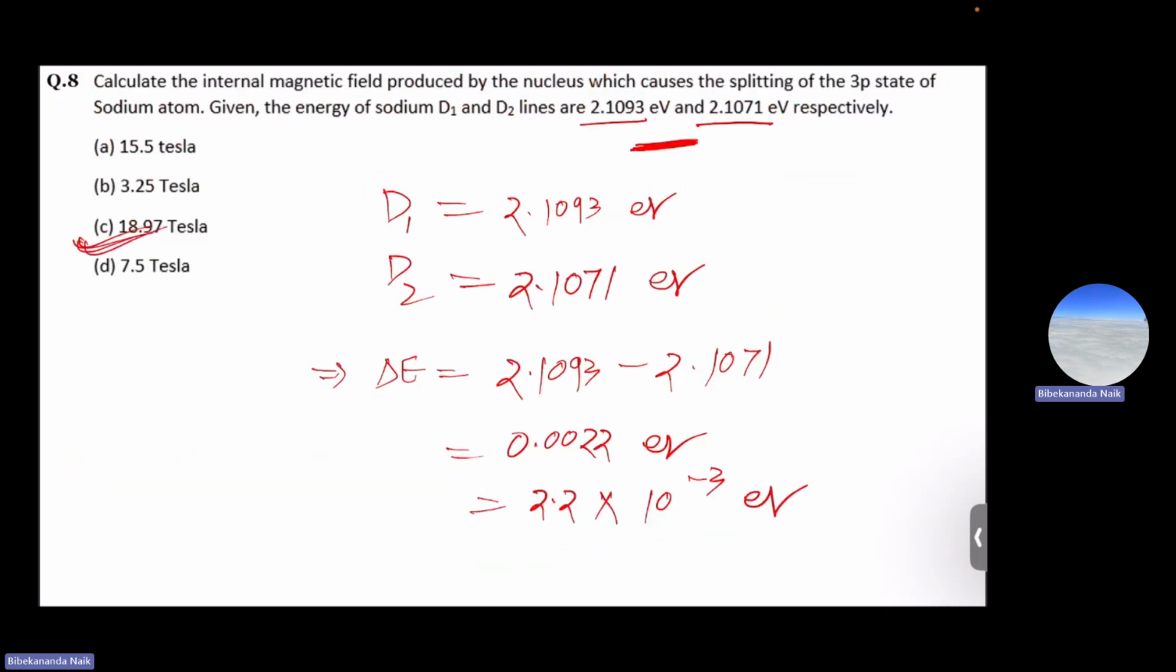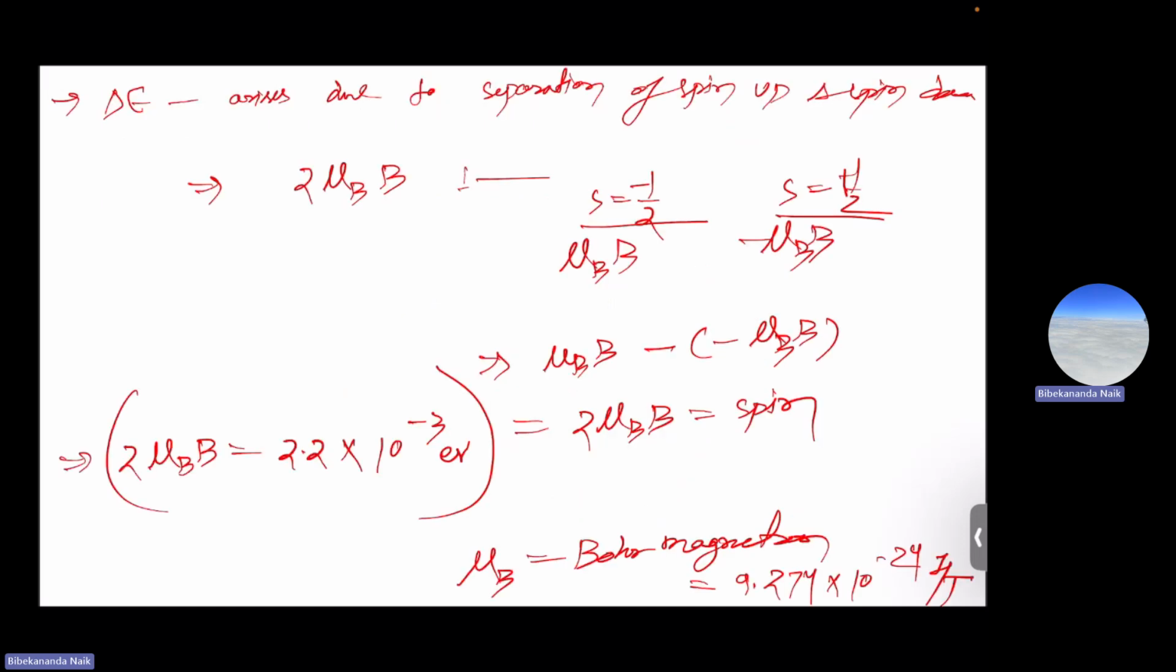So due to this internal magnetic field produced by the nucleus, that is 18.97 Tesla, when this field and the spin of the electron are considered, then due to the spin up and spin down motion of the electron, the 3p level gets split into 3p 1/2 and 3p 3/2, due to which D1 and D2 lines occur, and the energy difference is 2.2 milli electron volt. I hope this is clear to everyone.